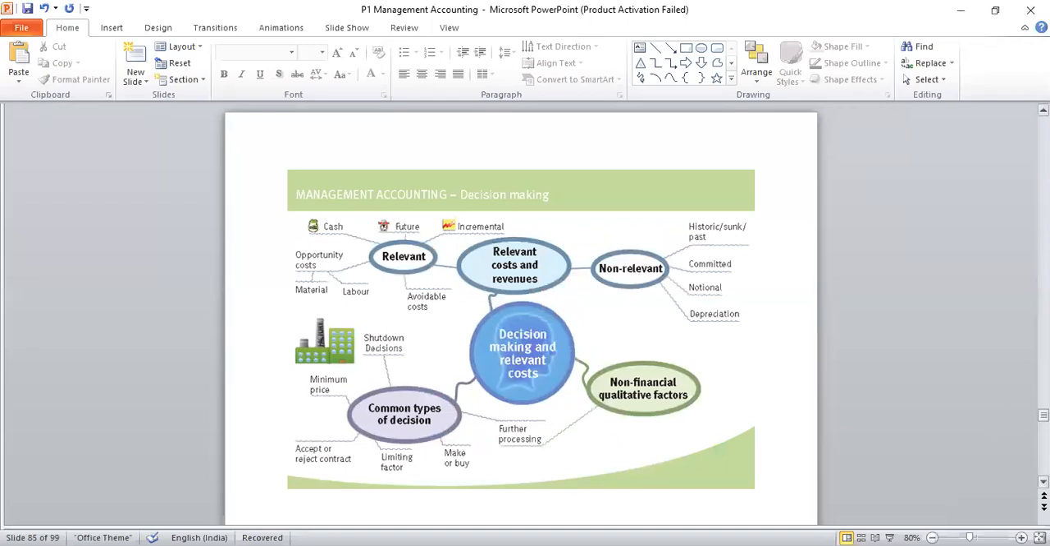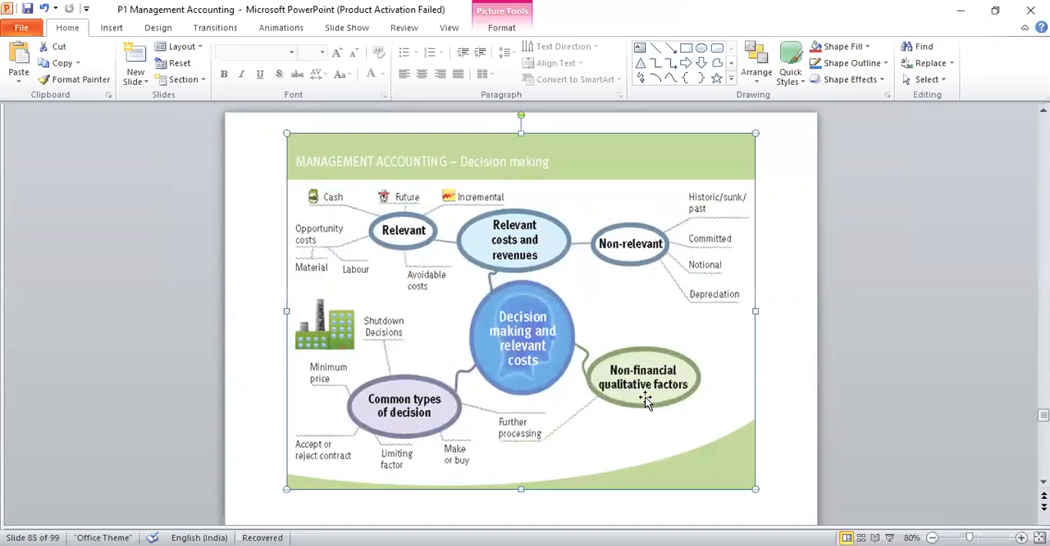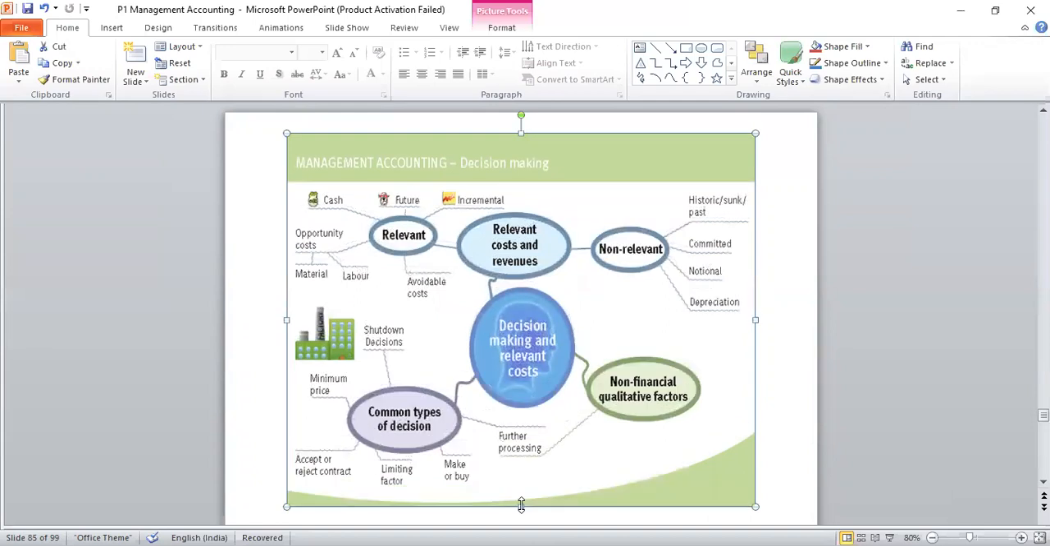In case of decision making, what is relevant and what is not relevant has to be understood first. The list of relevant costs is mentioned here, relevant costs and revenue. All the variable costs are relevant because they change with the decision. Whatever decision is taken, they change proportionately. So material cost, labor cost, all that will be relevant for decision making.